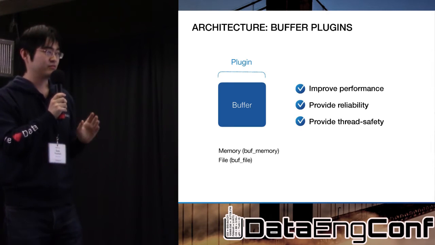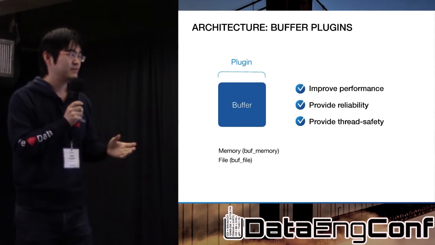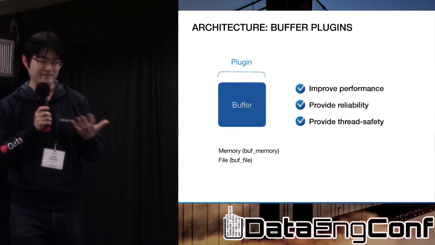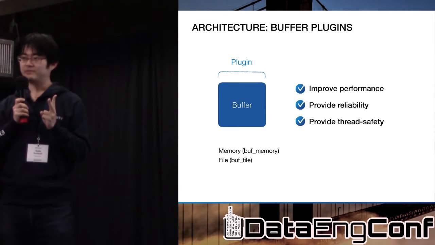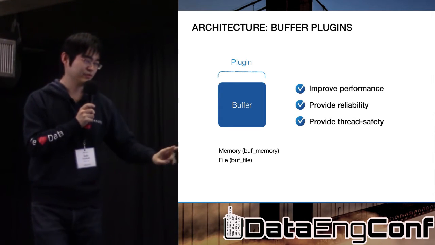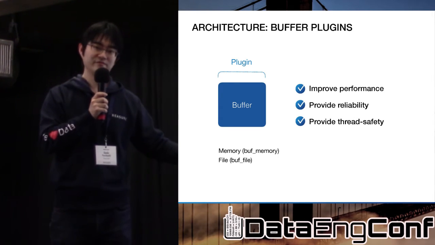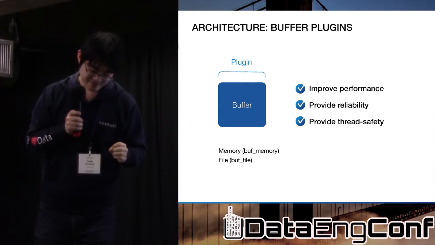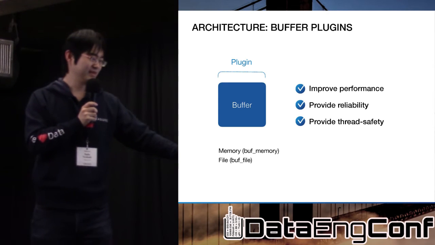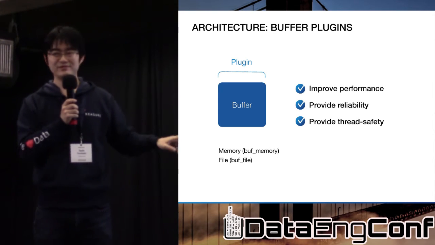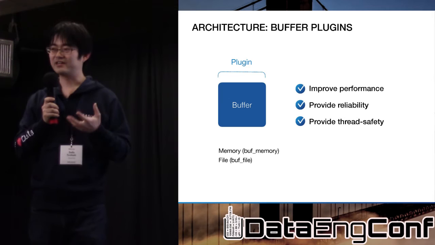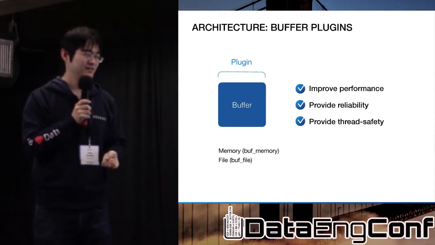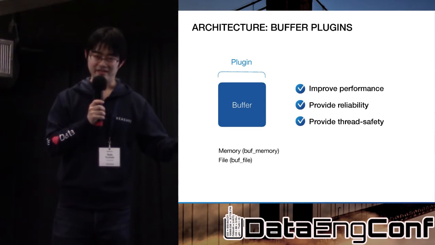And then data goes to a buffer plugin. The buffer plugin is for performance, reliability, and multi-threading performance. There are two types of buffer plugins right now. One is called the memory plugin, and the other is called the file plugin. So this stores data in memory or in a file. Memory is, of course, faster. But if you use memory, it becomes harder to operate the system. It makes it difficult to restore the system or apply new code to the system.